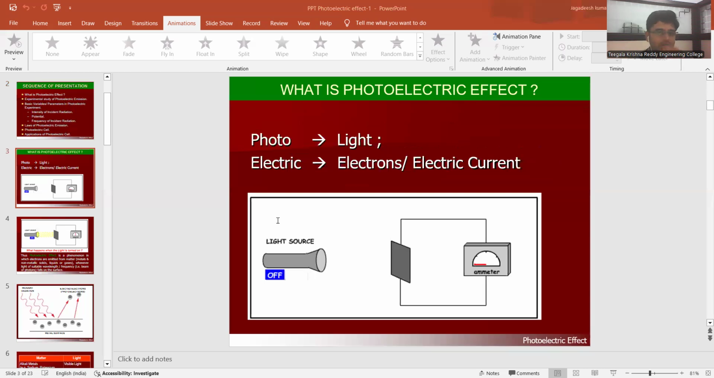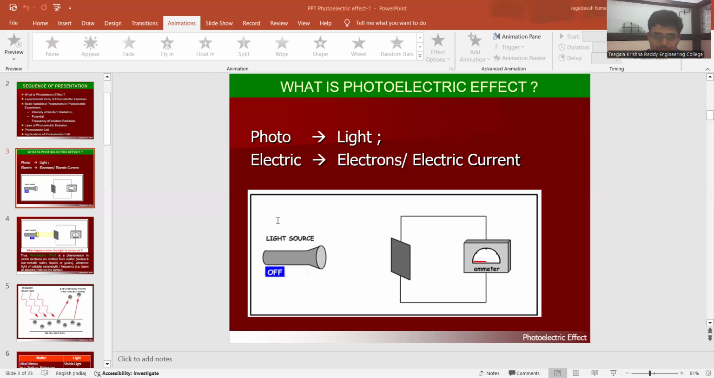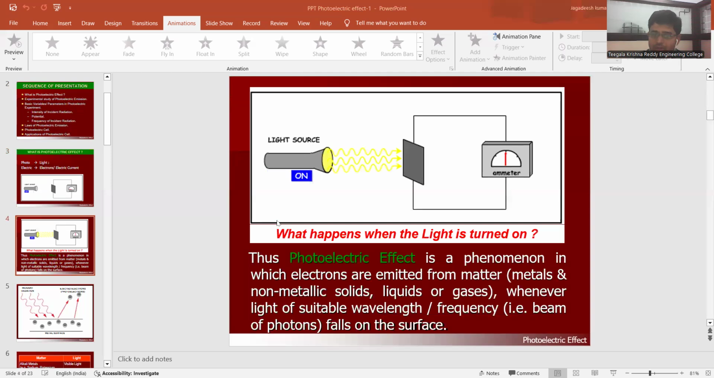What is the photo? Nothing but a light. Electric is nothing but electrons or electric current. When light falls on a metal, electrons are emitted from the metal, and the electrons pass through the circuit. That is called the electric current. That is now the definition of the photoelectric effect.